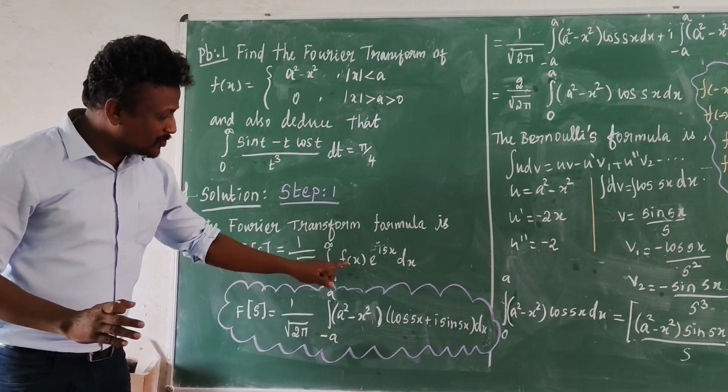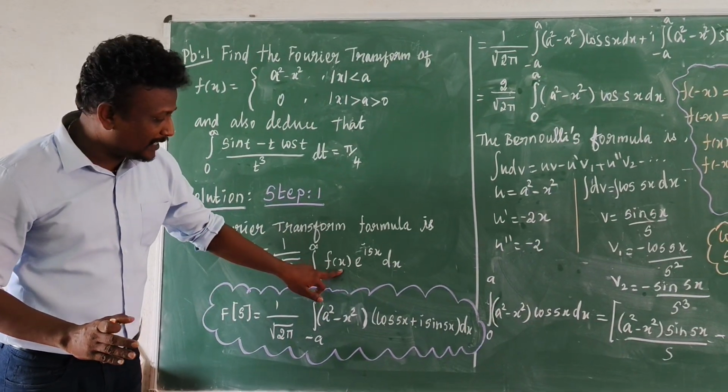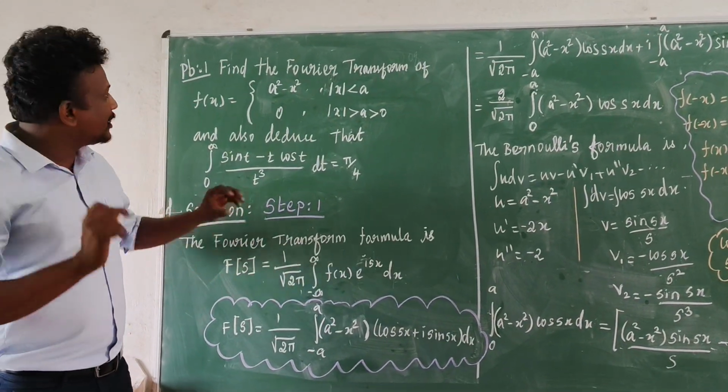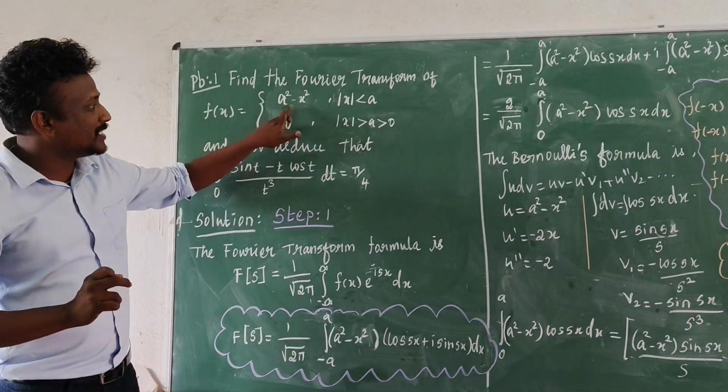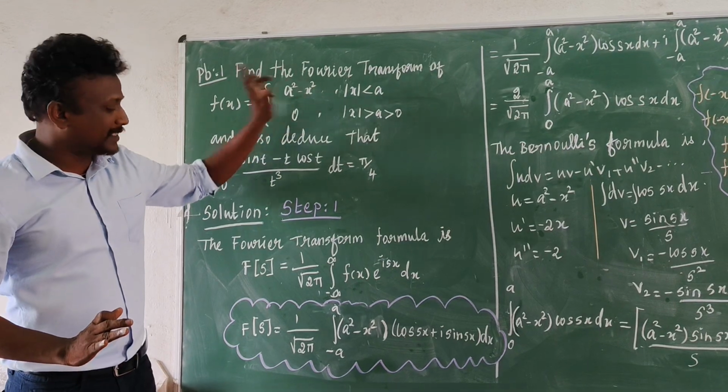Okay, right. Let's come to the second term. It is f of x. Here you have to write what your f of x is. That you can pick from your question, right? So in your question itself, it is clearly stated what f of x is. It is a square minus x square.